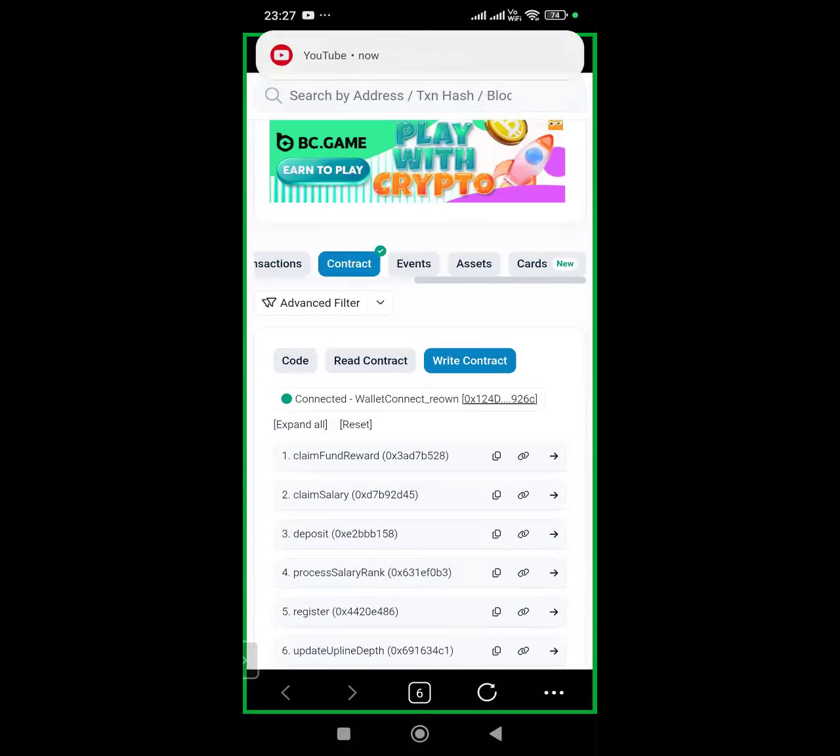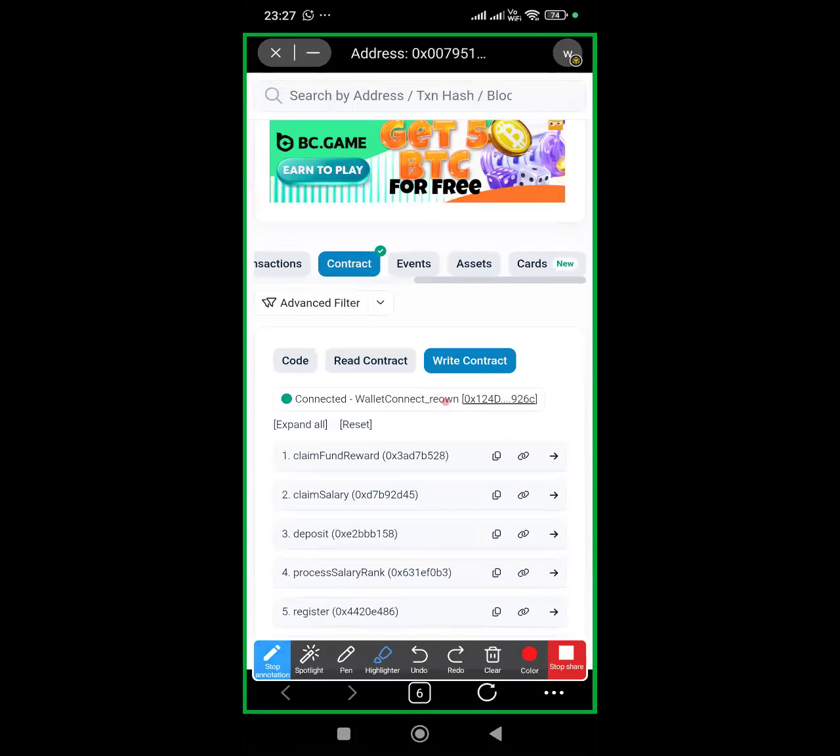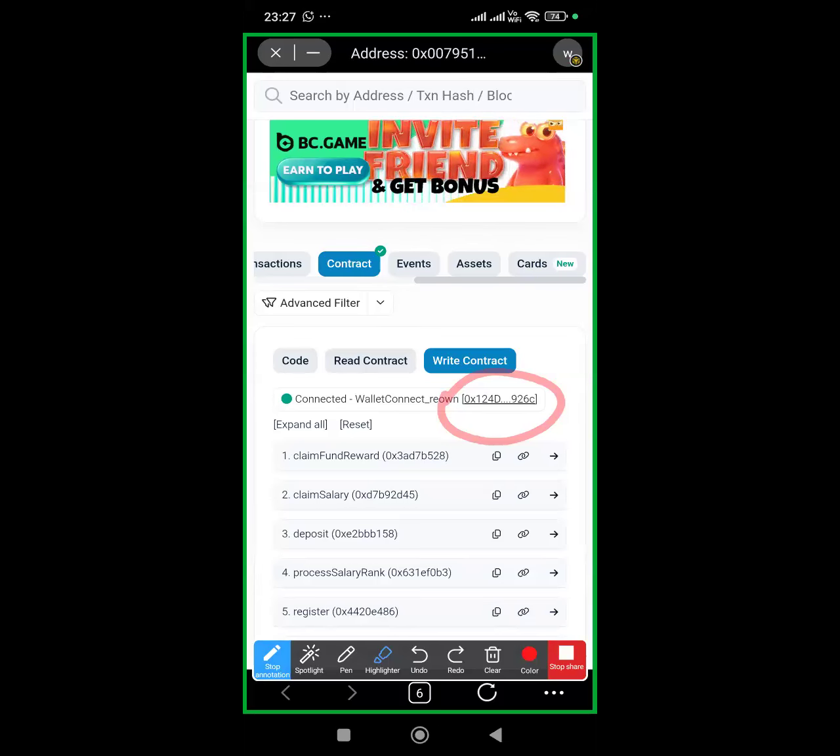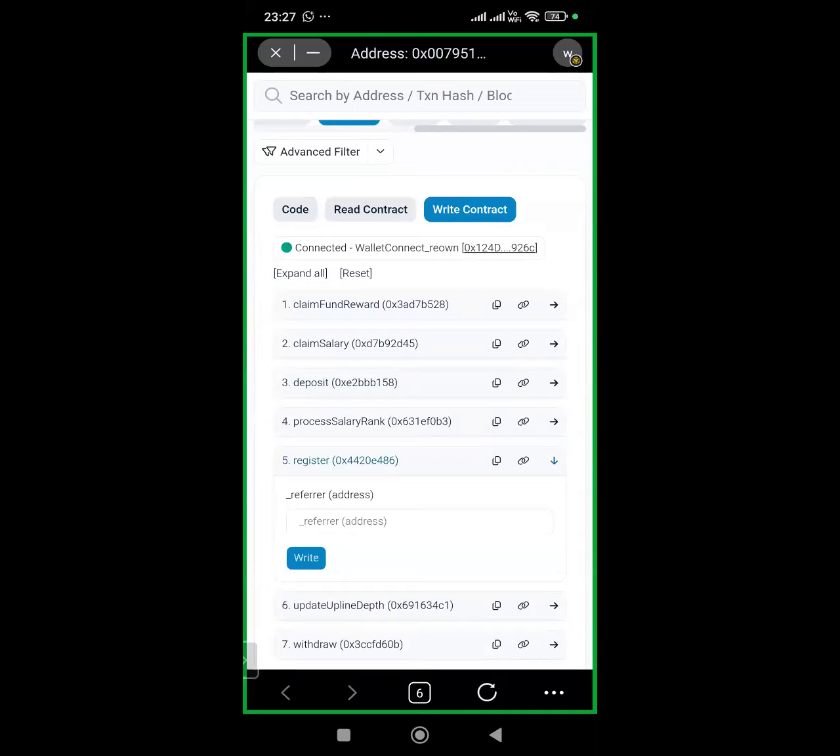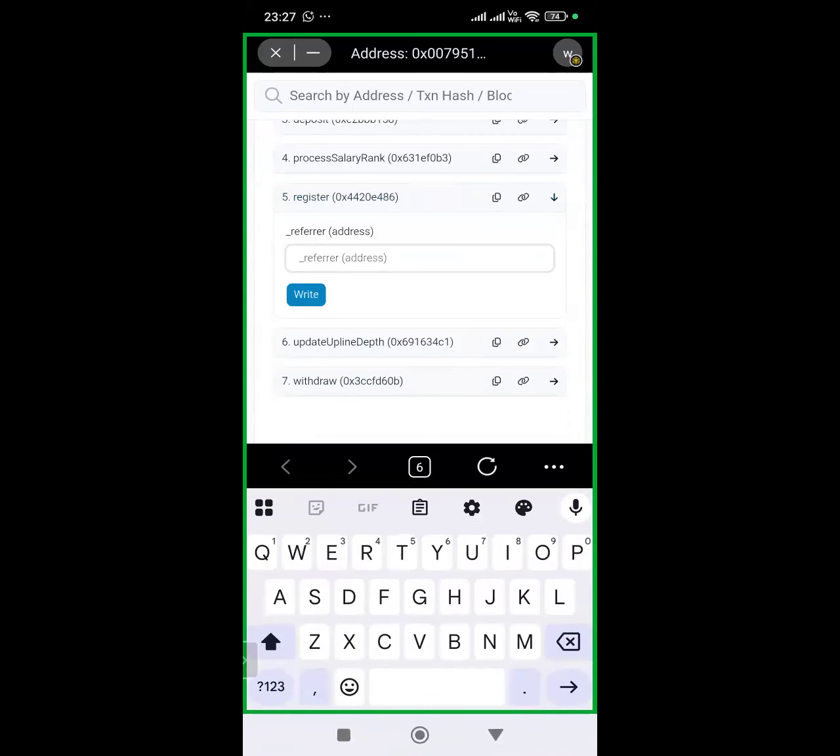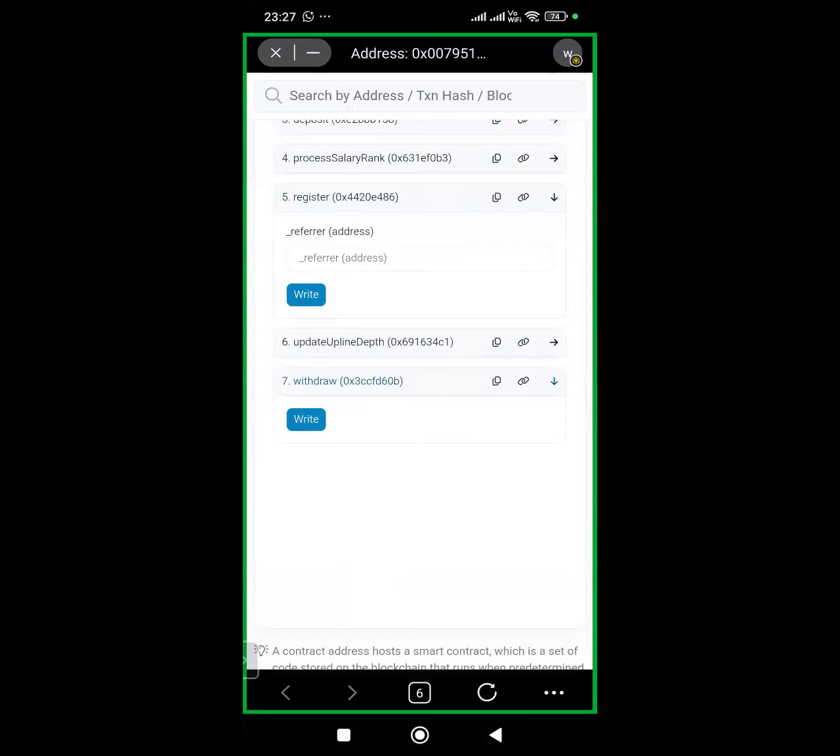You can see my wallet is connected. So now I can perform every function. Without your wallet connected, you cannot perform any function. Now I have the salary, I can claim my salary. I have fund, I can claim my fund. If I want to register, I need my referral address and I can write it in and do it. I have already done these things.